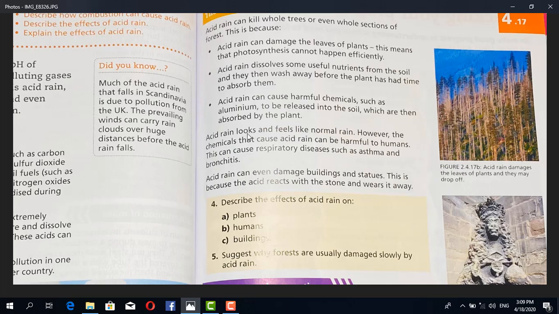Acid rain looks and feels like normal rain, however, the chemicals that cause acid rain can be harmful to humans and can cause respiratory diseases such as asthma and bronchitis, which is an inflammation in the bronchus. And acid rain can even damage buildings and statues. This is because the acid reacts with the stone and wears it away.